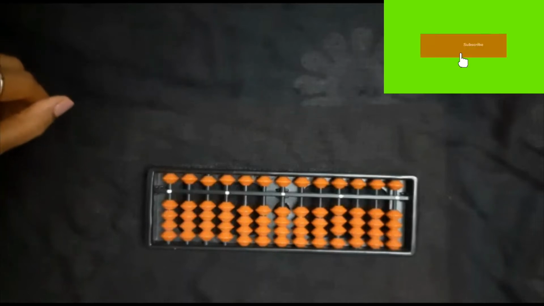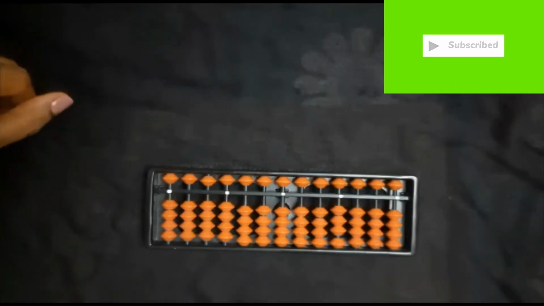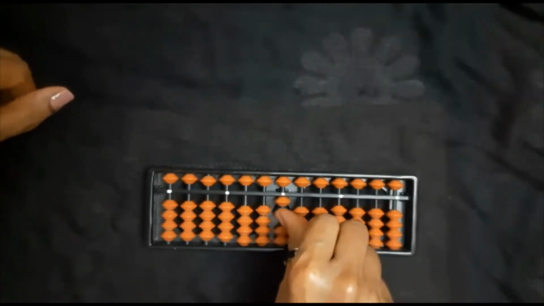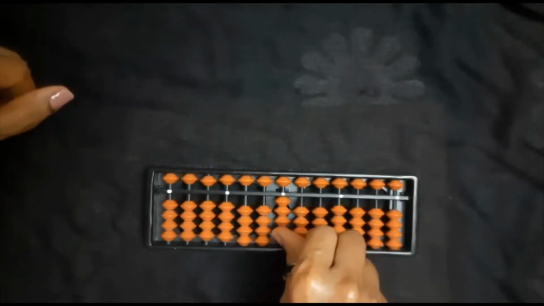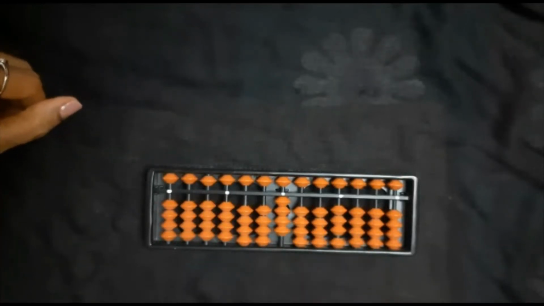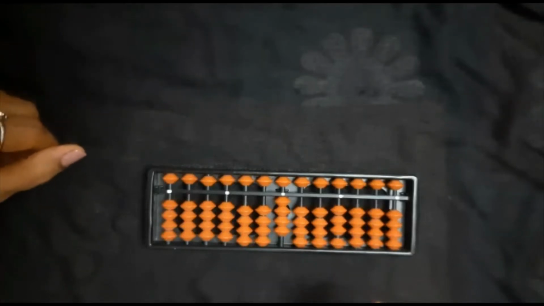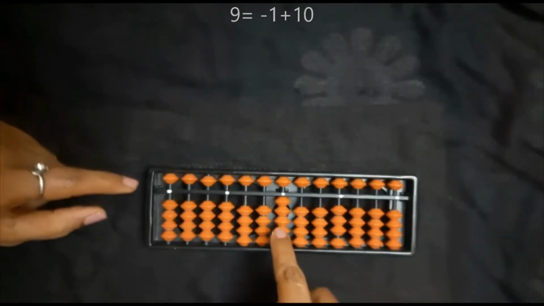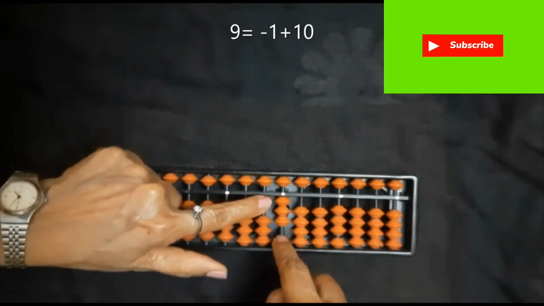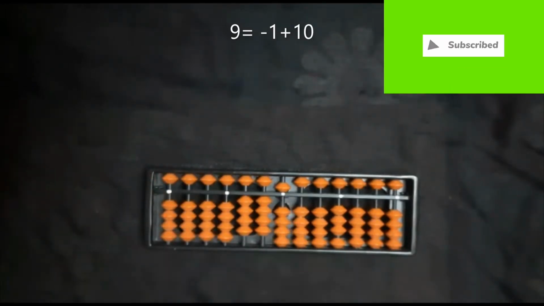Today we are going to learn a formula of 9. If here 1, 2, 3 or 4 are there, how we can add 9? For that one formula is there. 9 is equal to minus 1 plus 10. Now we are going to learn few sums related to this formula.